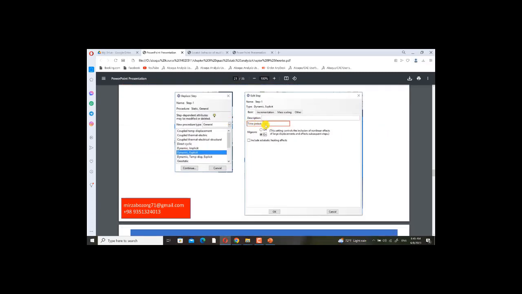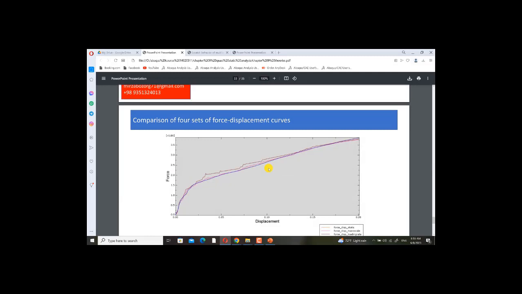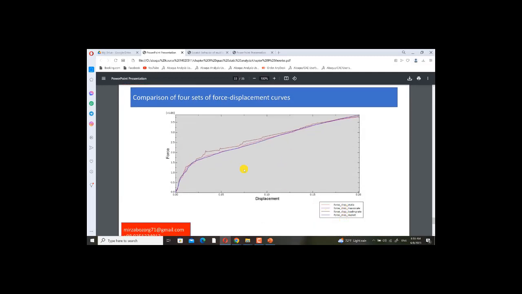And here I have entered 0.01 for the time period of the step. And this is the force displacement curves for all four simulations. You can see that the light brown one is the static general one, and the pink one is obtained using mass scale, and the dark brown one is calculated using loading rate, and the blue one is obtained using the dynamic implicit step.